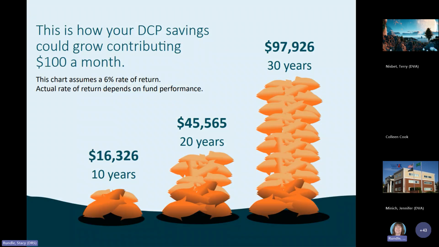This chart illustrates how your DCP savings could grow if you save $100 a month over a period of 10, 20, or 30 years. Now, it does assume a 6% rate of return, but just so you know, there are no guarantees on a rate of return in DCP. These figures are projections.